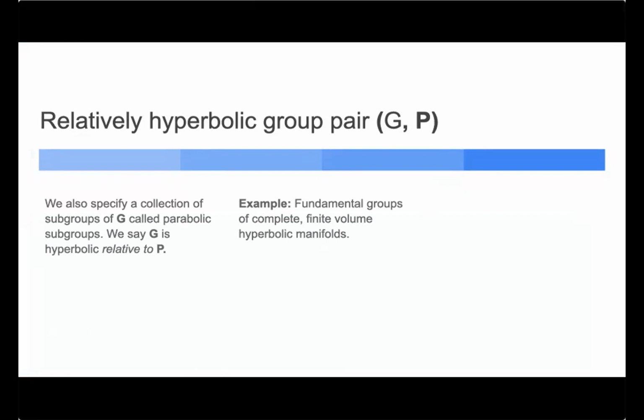Examples to keep in mind are the fundamental groups of complete finite volume hyperbolic manifolds. Also, the relatively hyperbolic group pairs act by isometries on some hyperbolic metric space, but the action is not necessarily co-compact. That is, the fundamental domain may not be compact. So we saw that in our example as well.